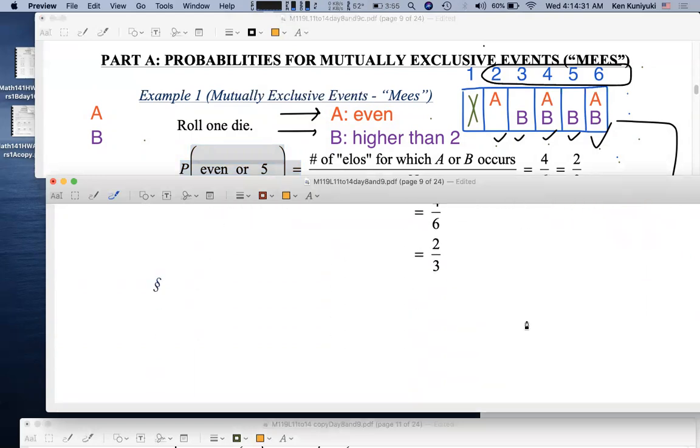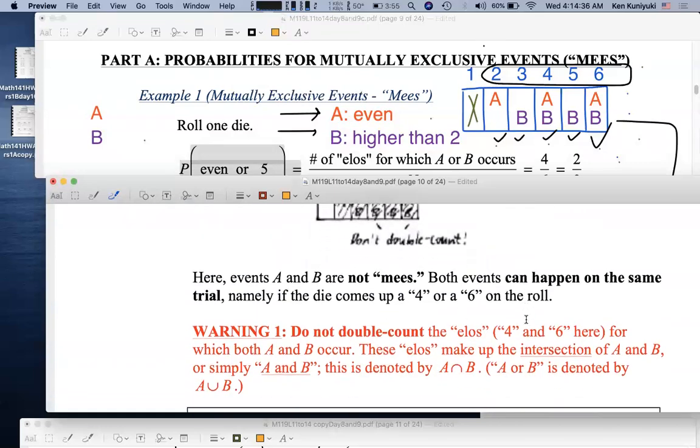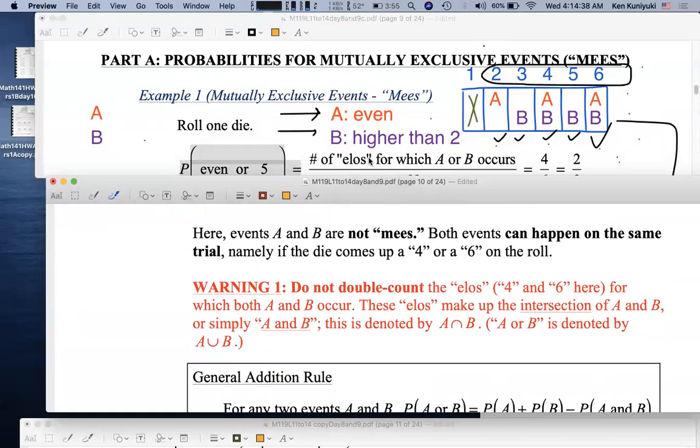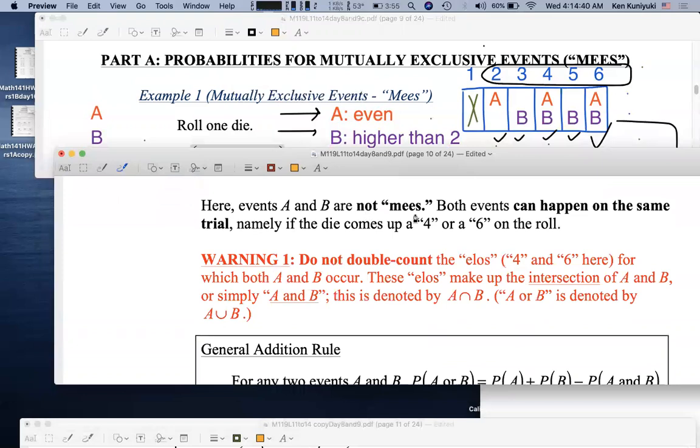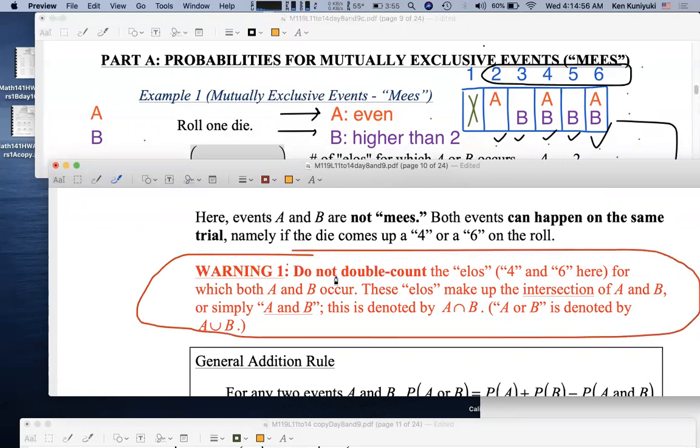So how do you adjust for that? Again, notice that A and B, these two events, are not MEEs. They're not mutually exclusive events because both events could happen at the same time on the same trial. Namely, if you get a 4 or if you get a 6, then both of these events will be occurring. And the key thing to remember is that you should not double count the equally likely outcomes. Do not double count the 4 and the 6.